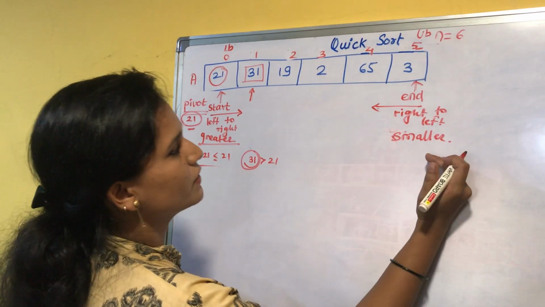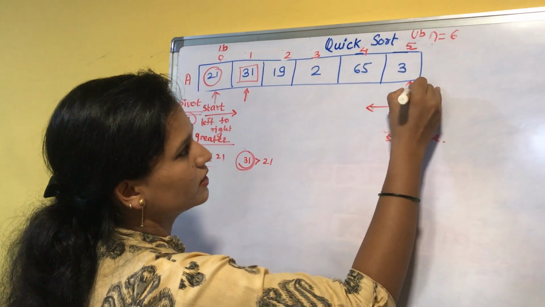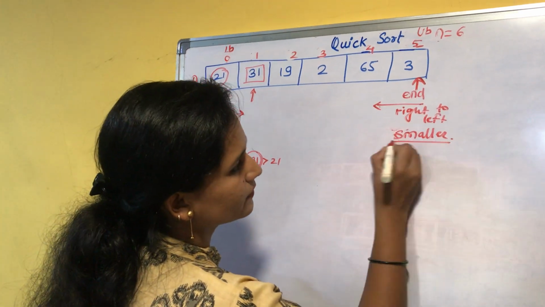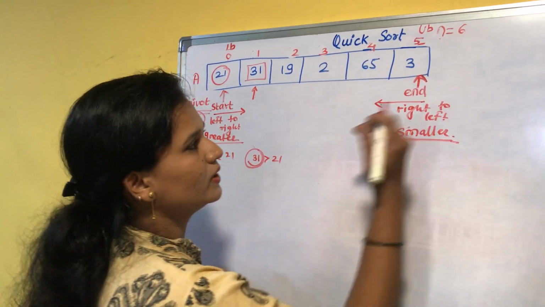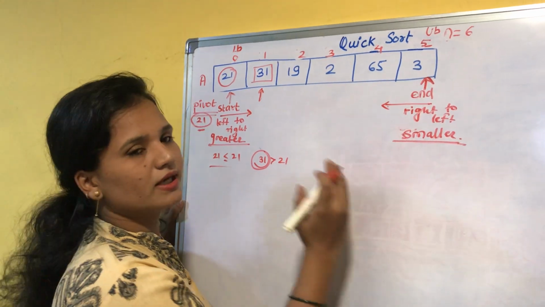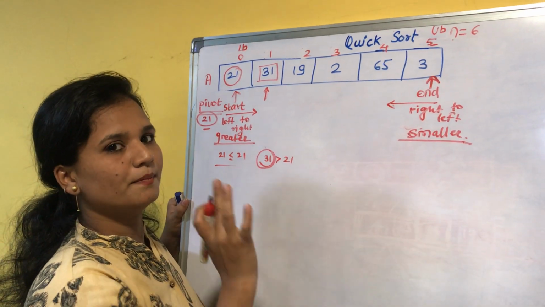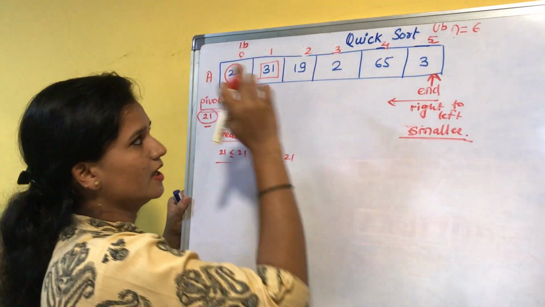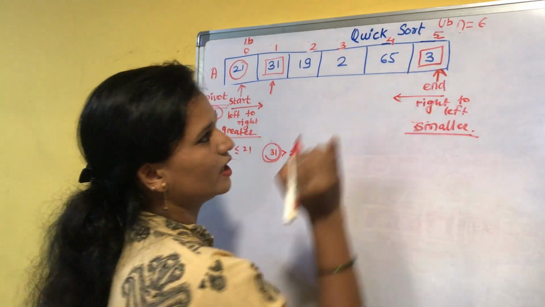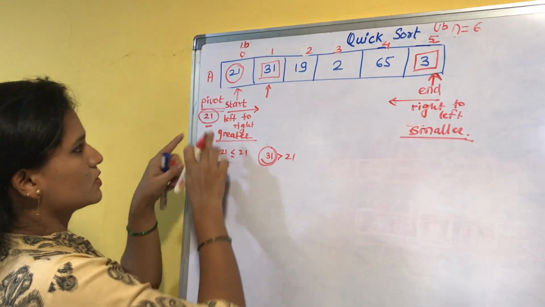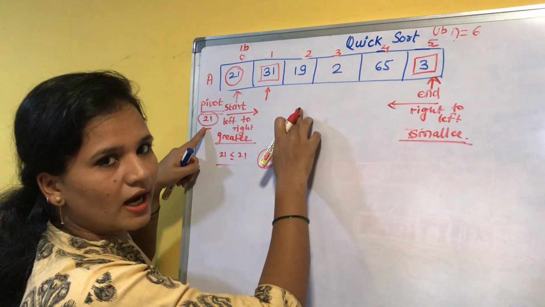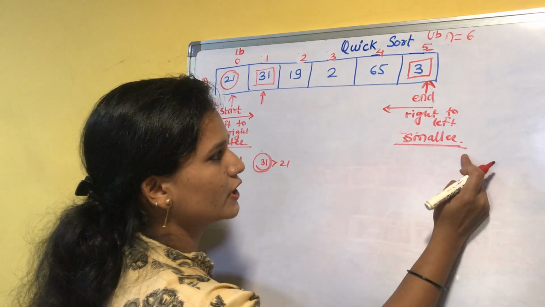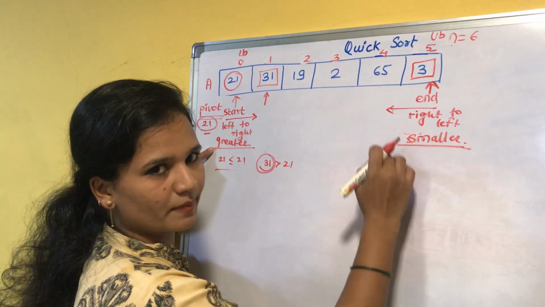Now we'll traverse from right to left. We have taken this variable, we'll compare 21 and 3. What I have written here, we'll traverse from right to left and stop when we get the first smaller element than the pivot element. So 3 is less than 21, isn't it? It means you got the first smaller element than the pivot element. So you have to traverse from left to right and search for the greater element than pivot, and traverse from right to left and search for the smaller element than pivot.